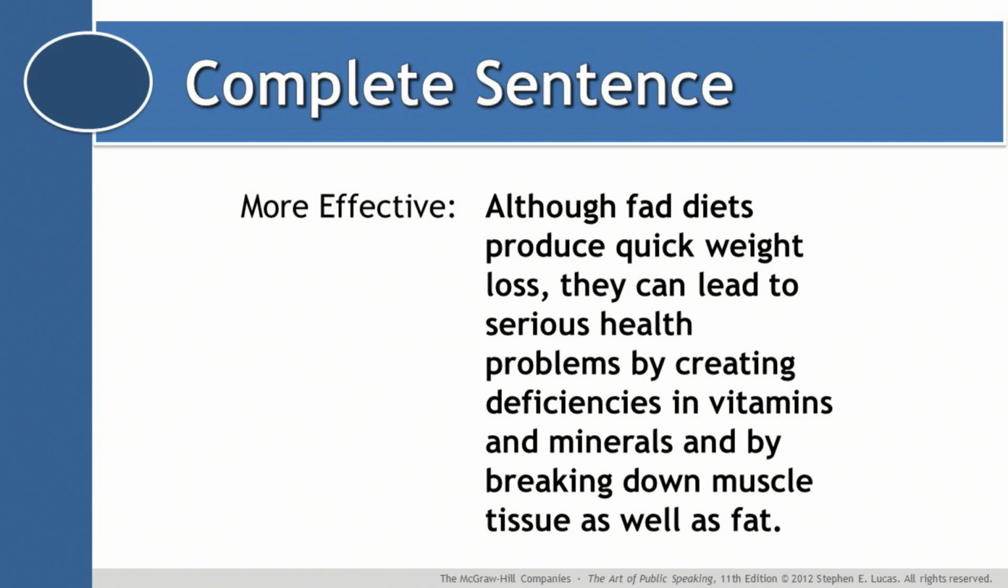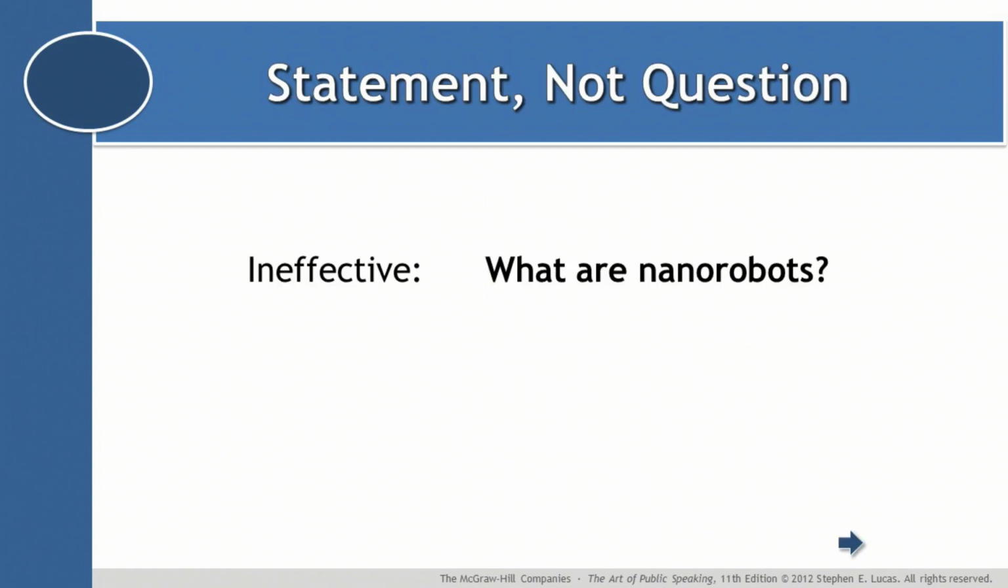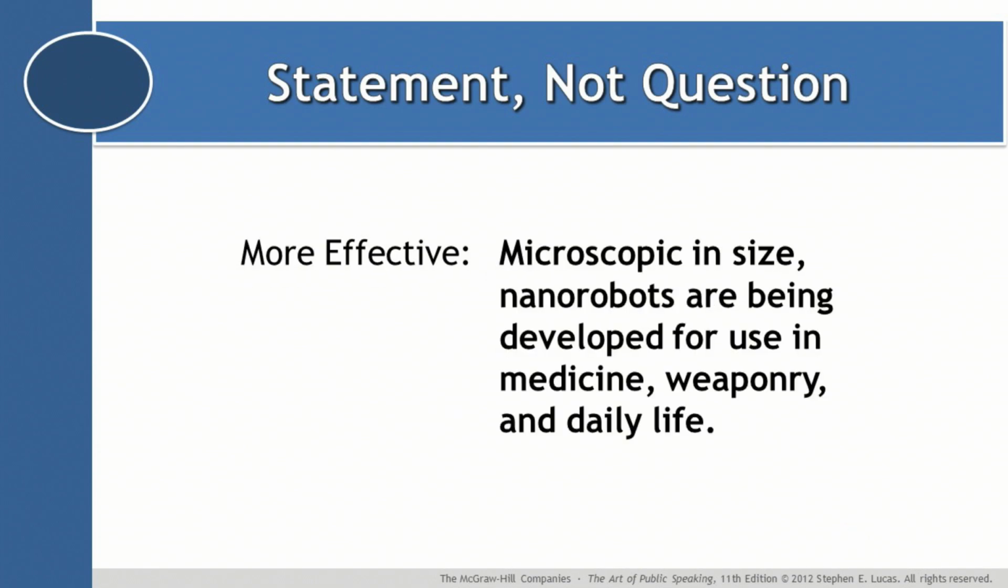Our second guideline is going to focus on using a statement rather than a question. Up first is our ineffective example: What are nanorobots? That's a great question. Let's rewrite that and make it into a statement and not a question: Microscopic in size, nanorobots are being developed for use in medicine, weaponry, and daily lives.